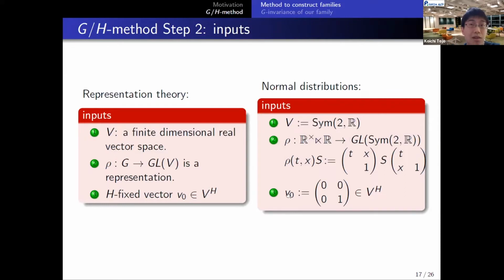Here, Sym2(R) is the vector space of all symmetric matrices of size 2. We can easily check that V0 is H-fixed by considering the case x is equal to 0.